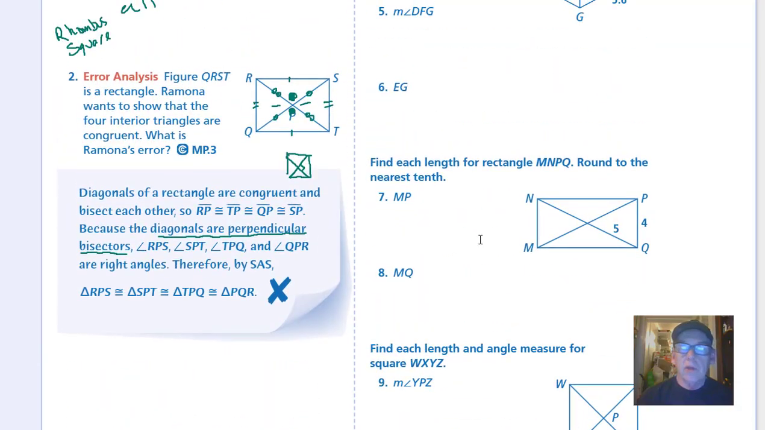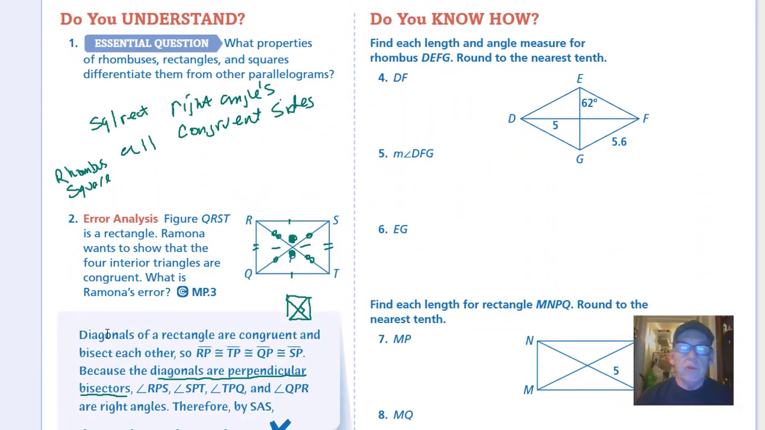Okay, let's look at the Do You Know How's. Find each length and angle measure. Okay, so let's just fill this in and see how this goes. So this is going to be a 62, this is going to be a 62, this is going to be a 62. Now that gives 124. We have 2 of those, one at the top and the bottom. That's 248. Altogether, they have to be 360.